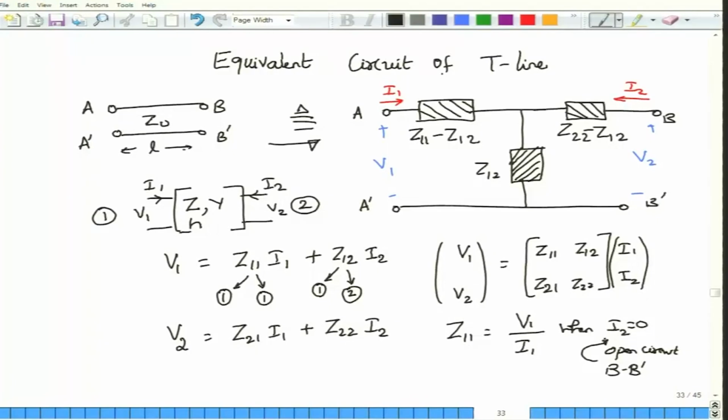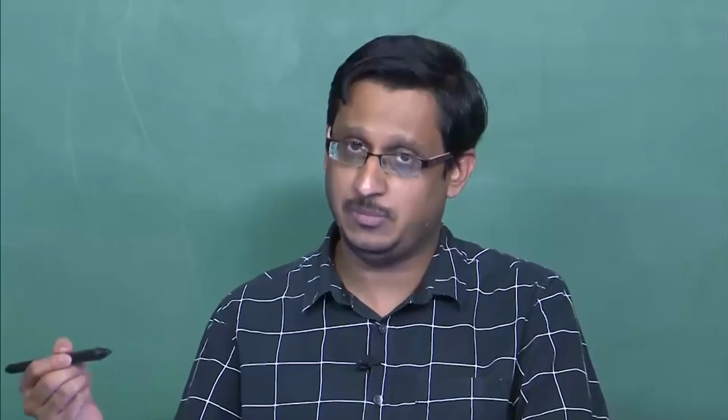Either you are open circuiting plane B B prime or plane A A prime, forcing I2 equal to 0 or I1 equal to 0, and in the bargain obtaining all the 4 parameters called the Z parameters. This set of 4 numbers is for the case of a network which is reciprocal, that is, it behaves in the same way when you go from B B prime to A A prime as when you go from A A prime to B B prime.